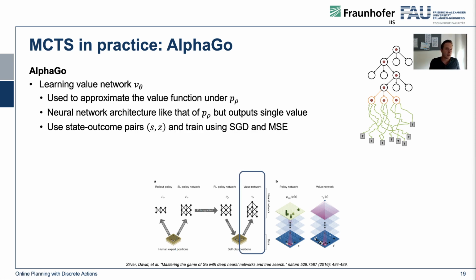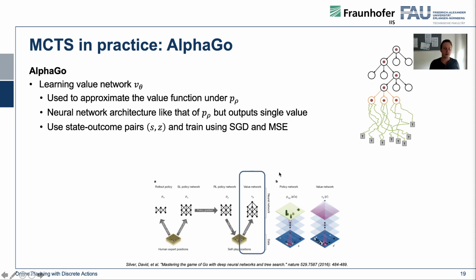Another component is the value network V theta. The value network, as we usually use such a network, is used to approximate the value function under the policy p-rho. It's the same neural network architecture that we use for the RL policy network here, but it outputs a single value, which is the probability of winning. It uses state-outcome pairs, so the state and what the outcome was, and it's trained using standard stochastic gradient descent and a mean-squared error loss.